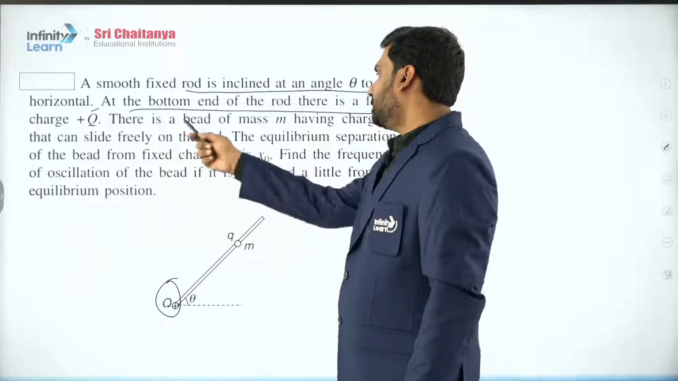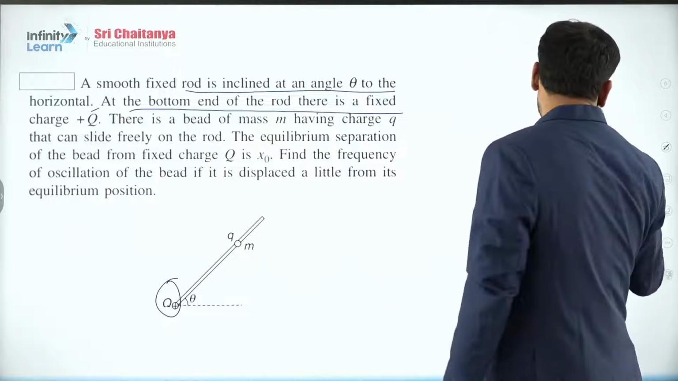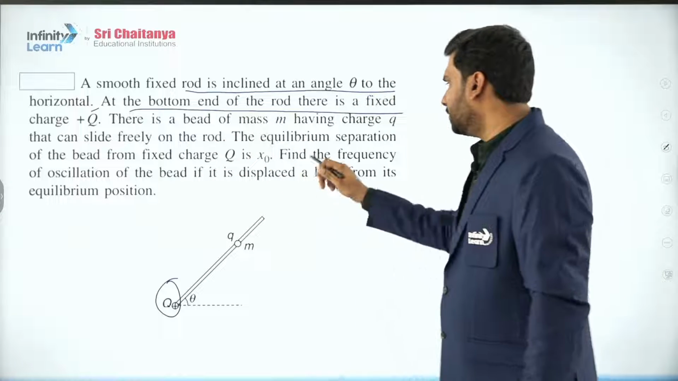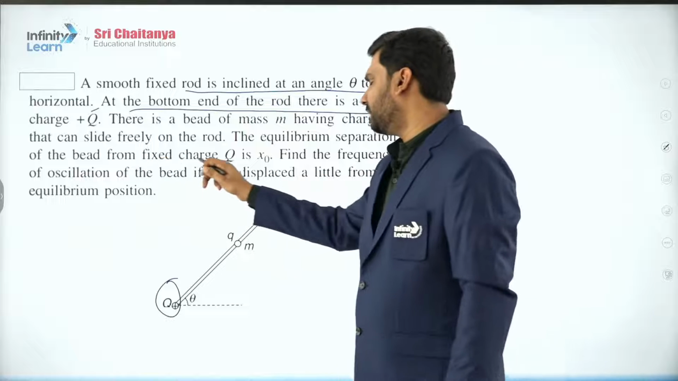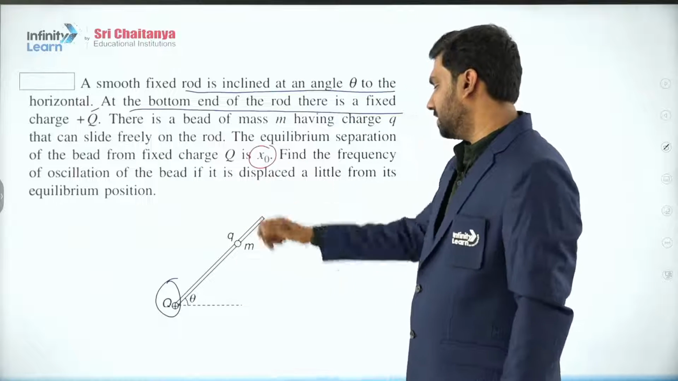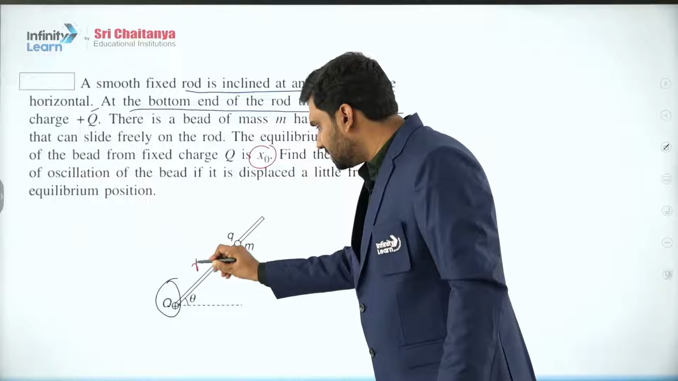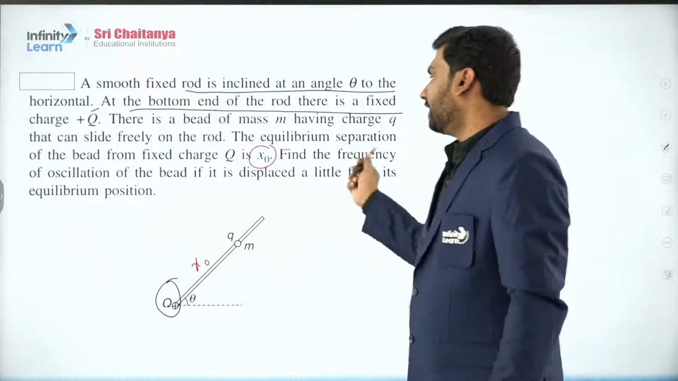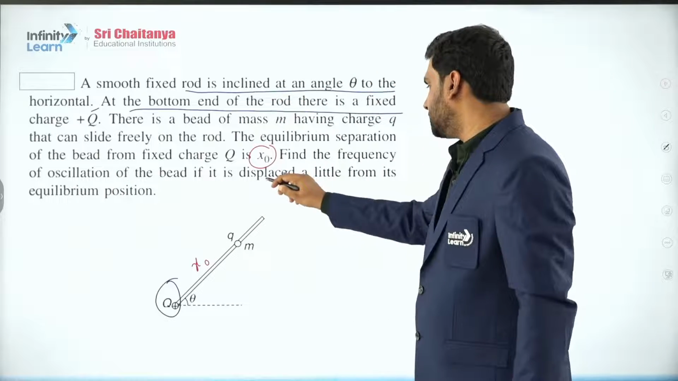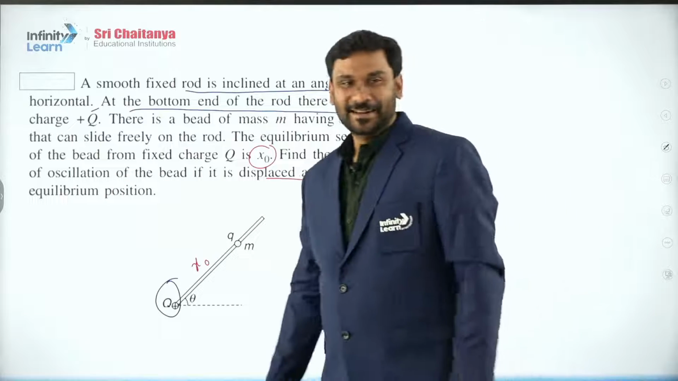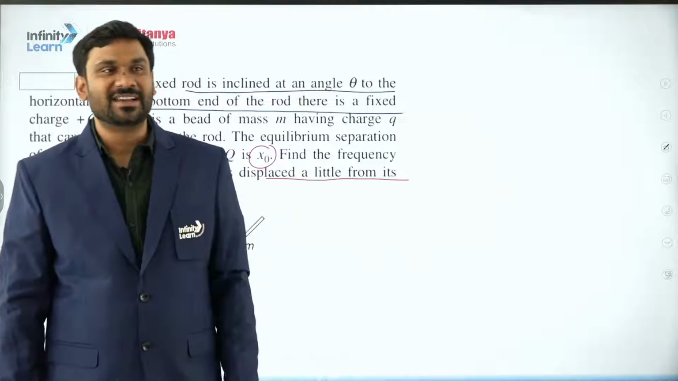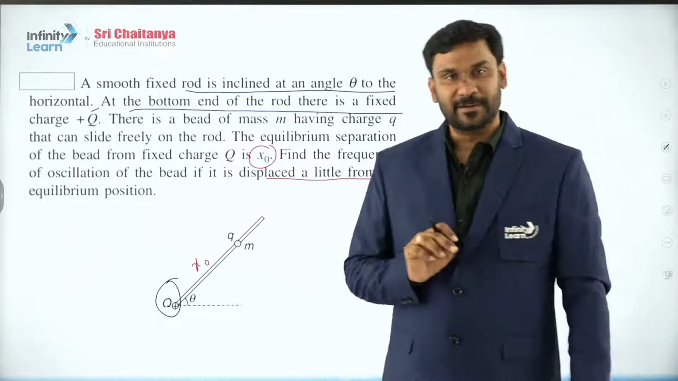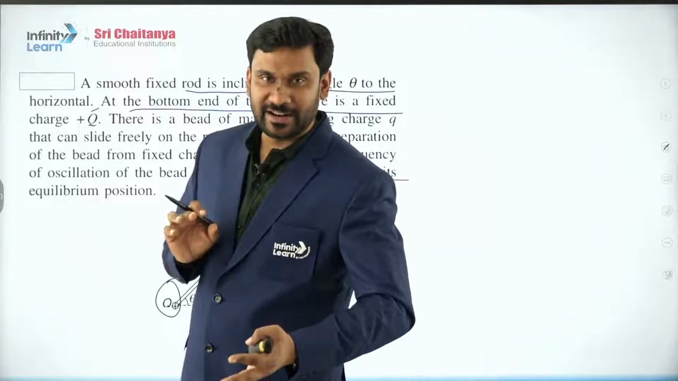Alright. There is a bead of mass M having charge Q that can slide freely on the rod. The equilibrium separation between the bead and the fixed charge is x naught. That is interesting. So that means this initial distance is x naught. Alright. No problem whatsoever. Find the frequency of oscillation of the bead if it is displaced a little. तो हम लोग को पता है कि जब भी क्वेश्चन में द लिटिल बोल का आइडिया आता है ना, कहीं बॉस SHM का झोल है. So that is the idea that we will get from the question.